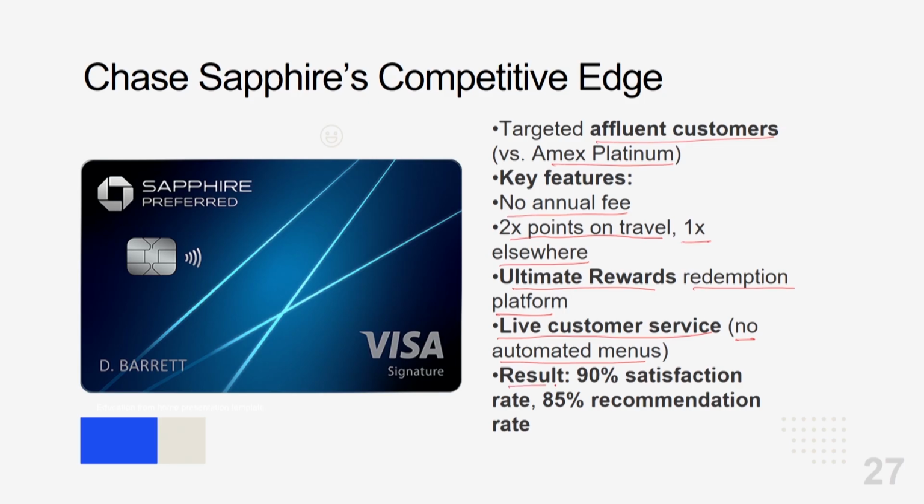What did this result in? They got a 90% satisfaction rate and approximately 85% recommendation rate, because customers felt that they were gaining from this and should tell their downline. So a lot more people also joined in because of this entire activity.